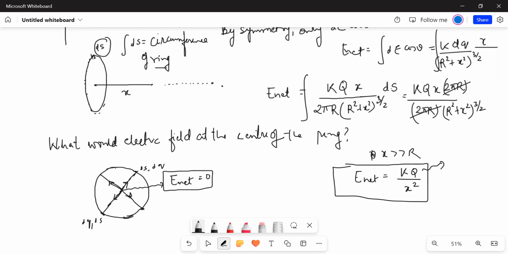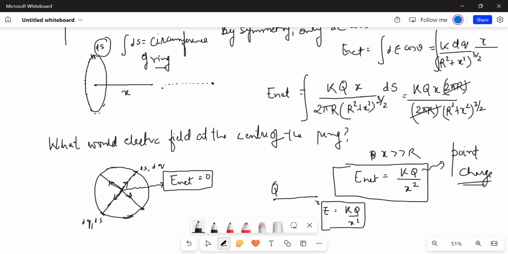For example, if you go very far away and you want to calculate the electric field at a very far distance, you'd find that the electric field is almost equivalent to the electric field of a point charge, isn't it? If you have a point charge q and want to find the electric field at a distance x, it will be equal to kq upon x square. So if you go very far away from the ring and calculate the electric field there, it is equivalent to the electric field due to a point charge at that distance.